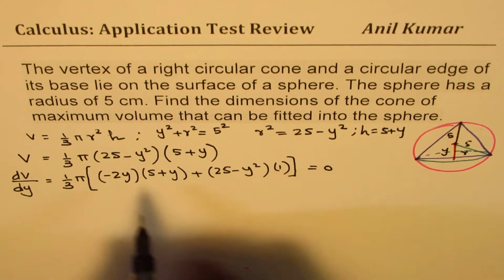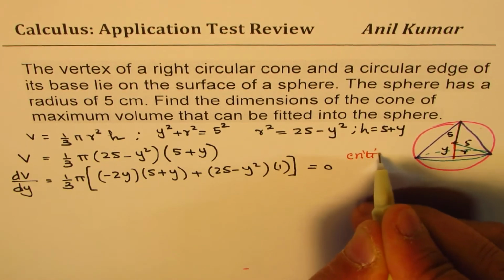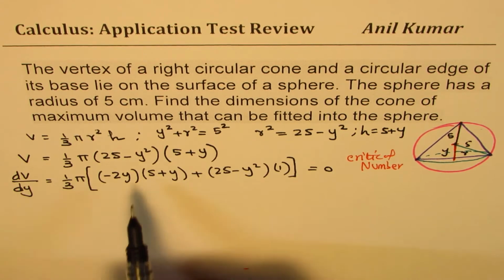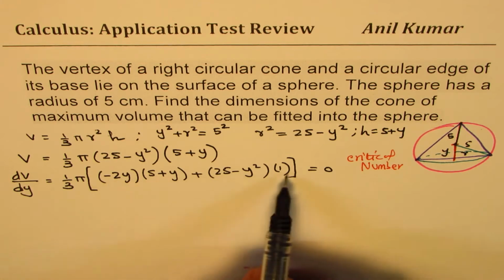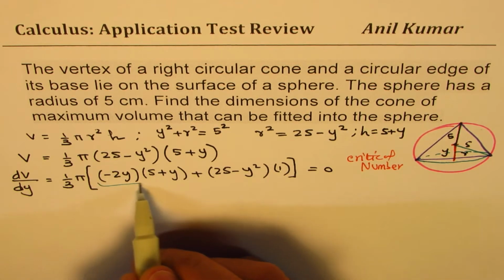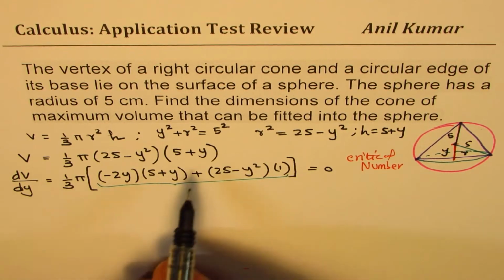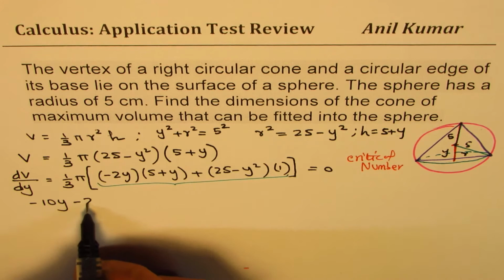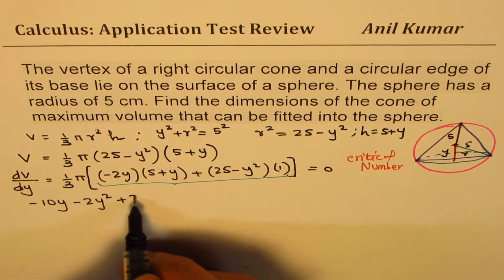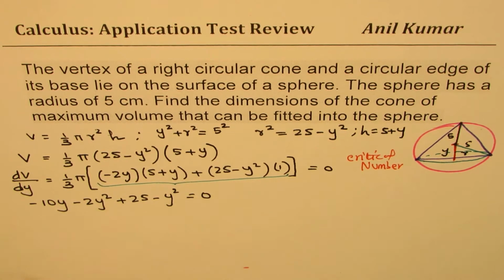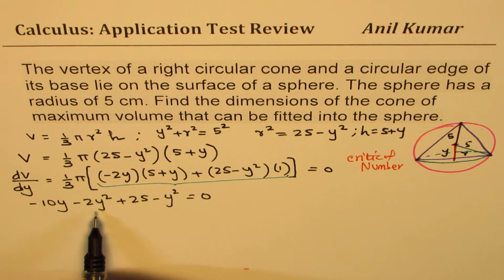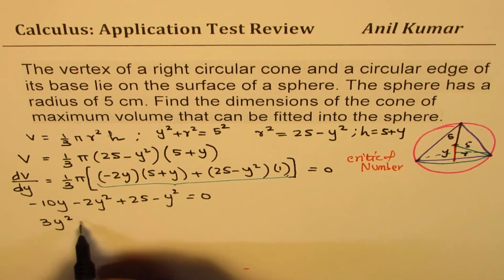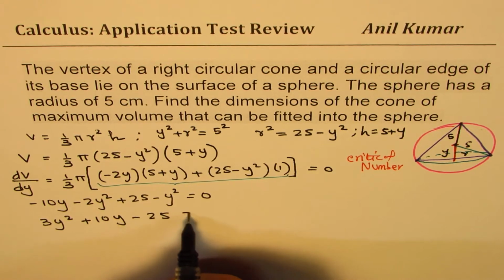So let me equate this to 0 for the critical number. That means 1 over 3 pi is a constant, so this could not be 0, right? We'll just open the expression within the square brackets and equate that to 0, and solve for it. So minus 2y times 5 will be minus 10y, then minus 2y square, and here we have plus 25 minus y square equals 0, right? So we have a quadratic equation. We can make these terms positive. So we get 3y square plus 10y minus 25 equal to 0.